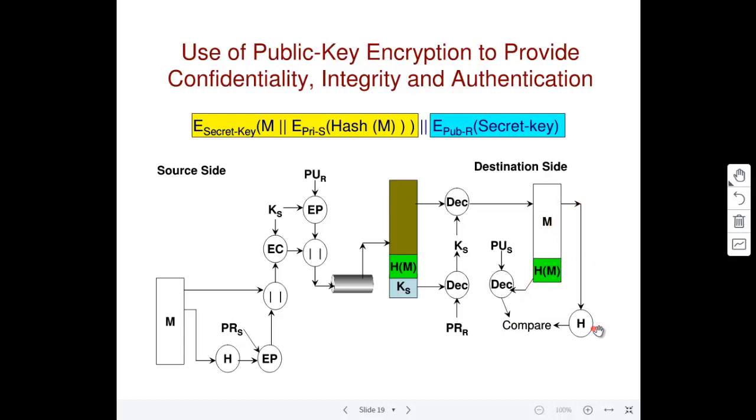And if they are matching, that means the message came without modification. And since the hash value was encrypted with the private key of the sender, it also means that when you use the right public key of the intended sender, the hash values are matching. So that means the message was actually sent by the particular sender. So you provide authentication also.